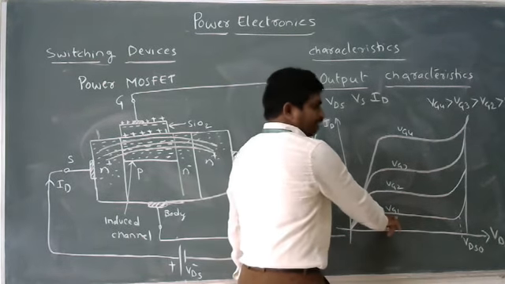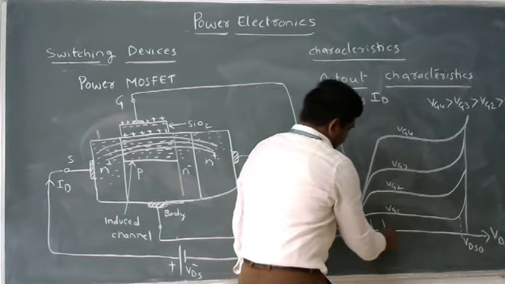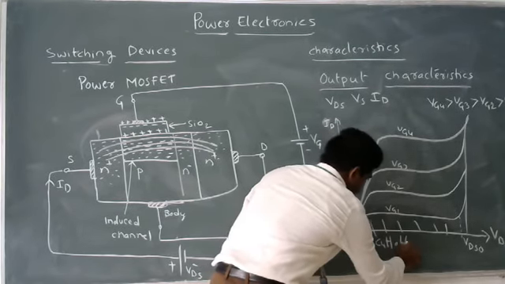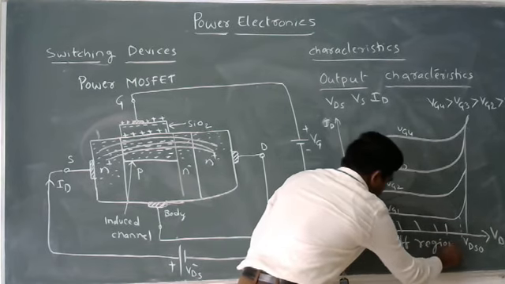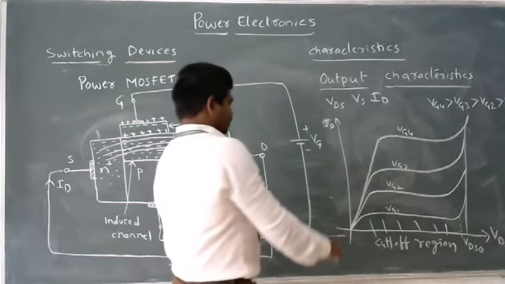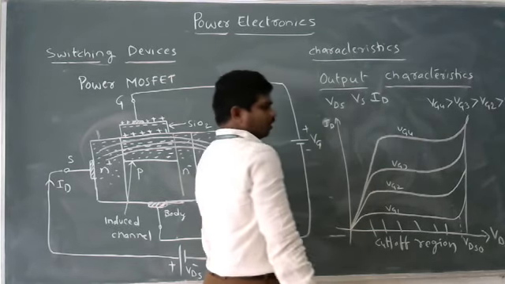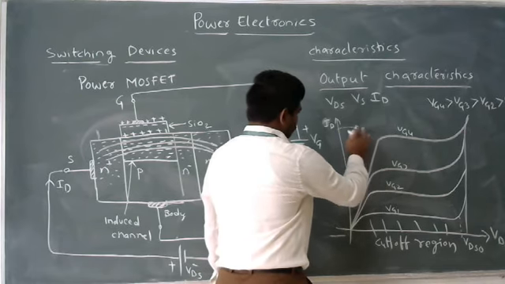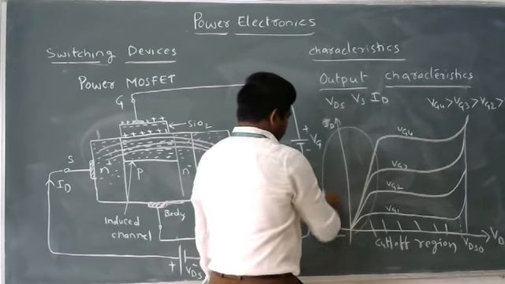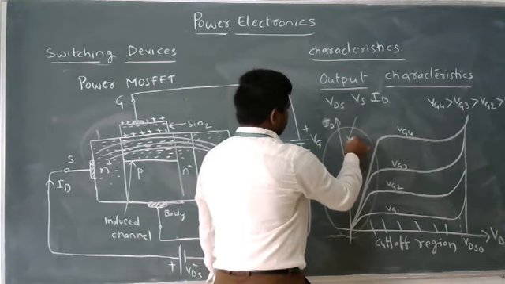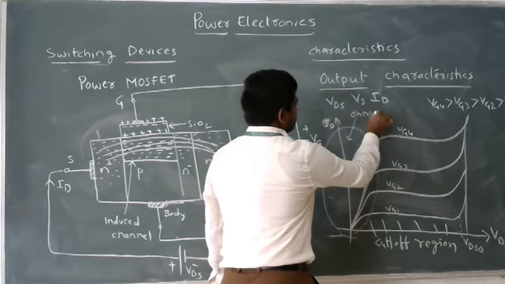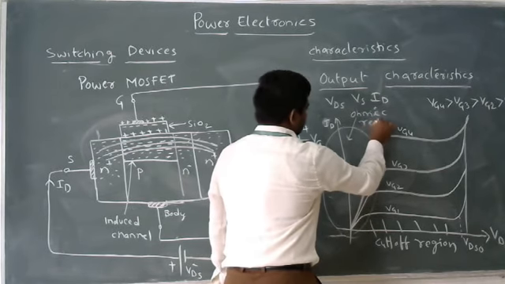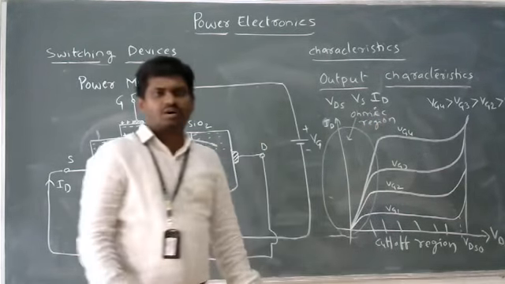Before applying the gate signal to the gate terminal, this entire region is called the cutoff region. See this, there is a linear increment in current with respect to the voltage applied. That's why we can say this entire portion is called the ohmic region.